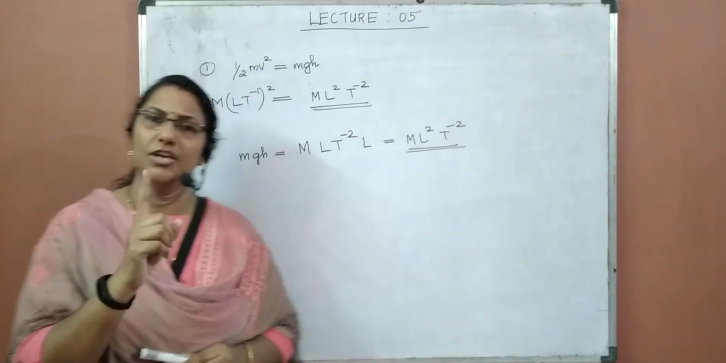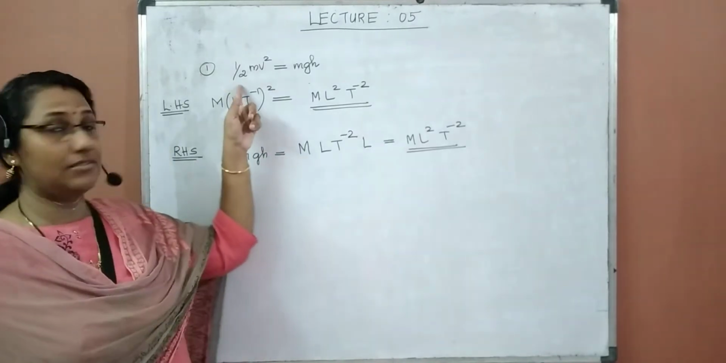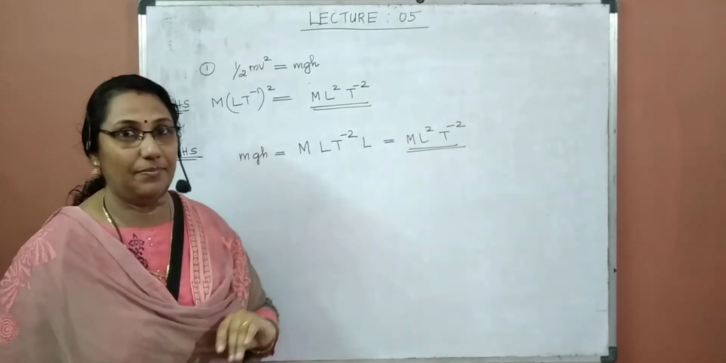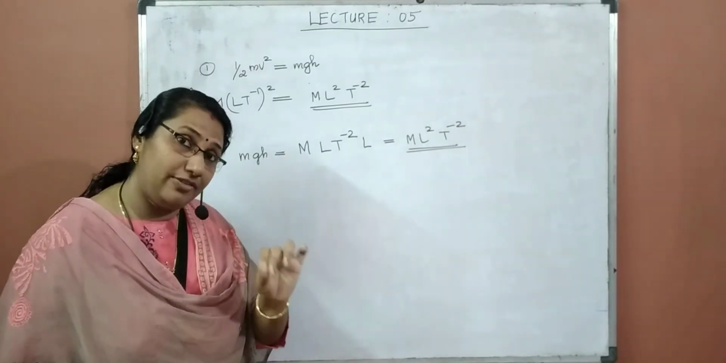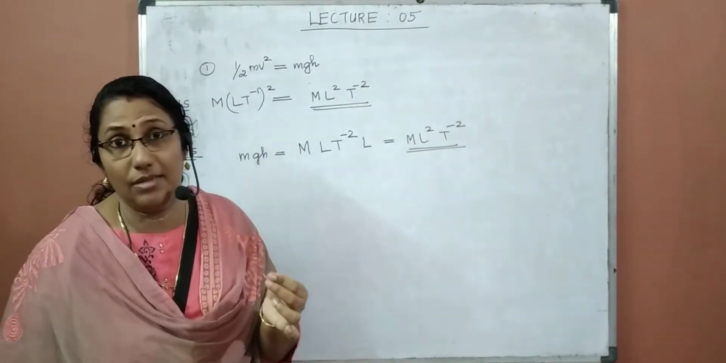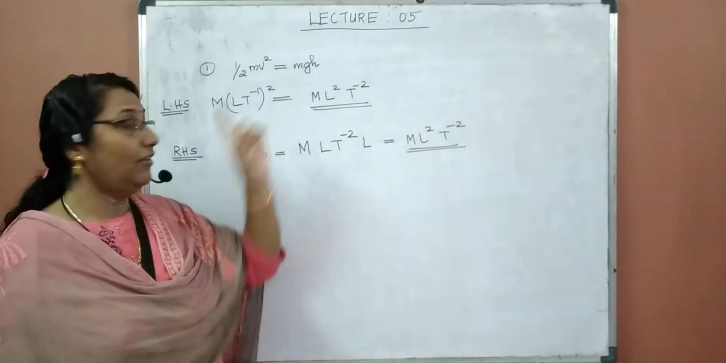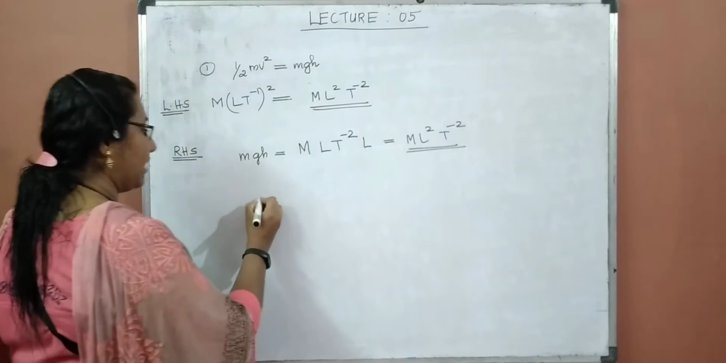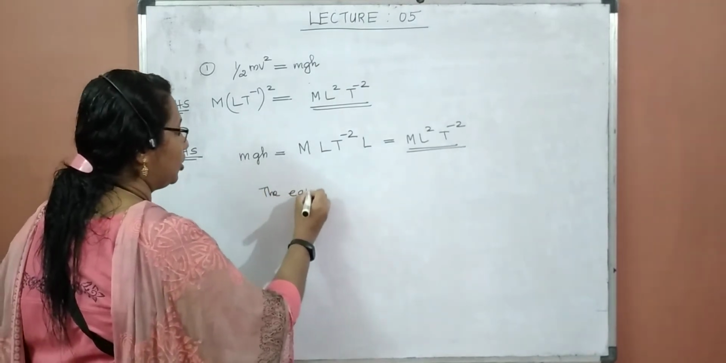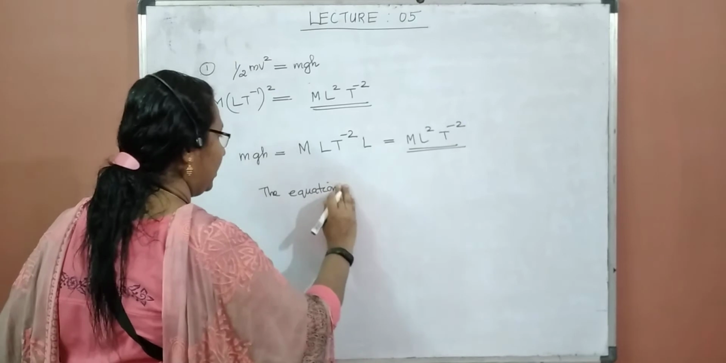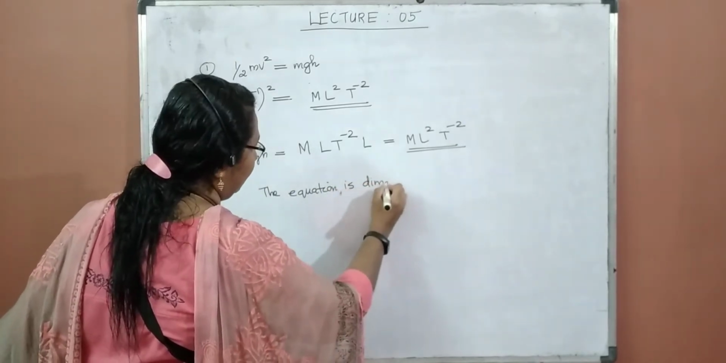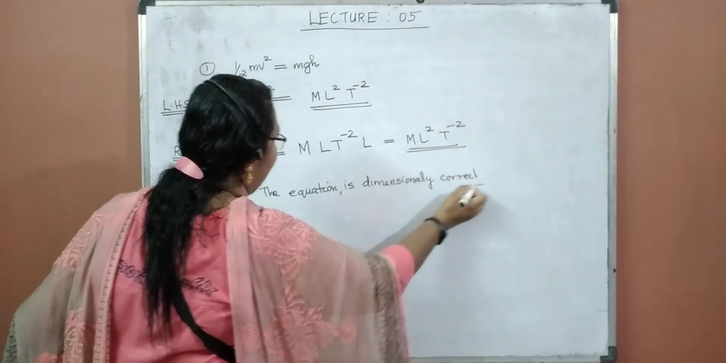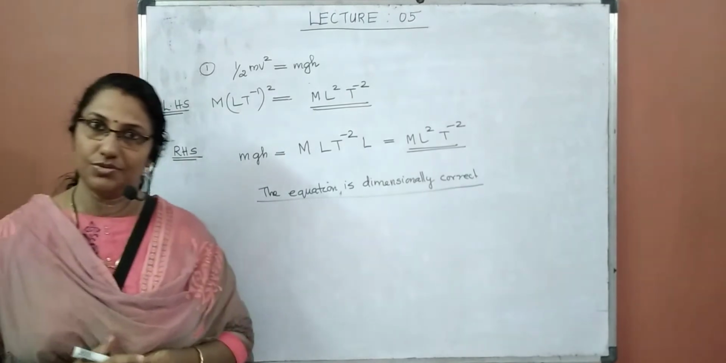Why is this dimensionally correct? Because we never get any idea about this half. Whatever number is taken there, the dimension will be same. So, always say it is dimensionally correct, because it doesn't tell us about any number with the physical quantities taken. Since the dimensions on both sides are same, the equation is dimensionally correct. Okay. Is it clear? So, this was the first use.